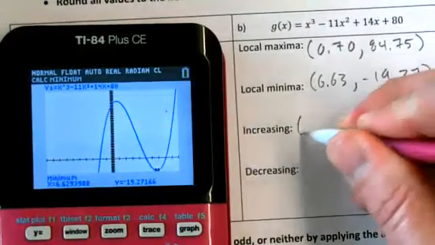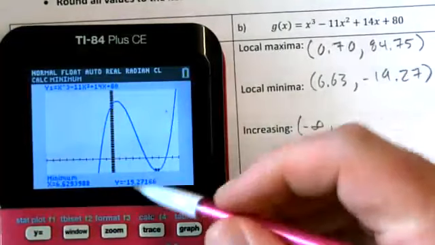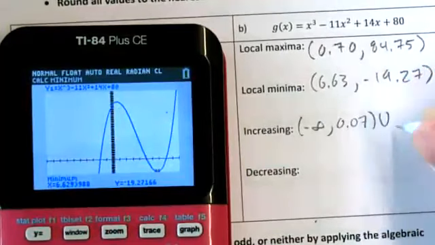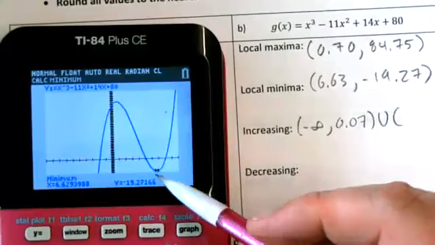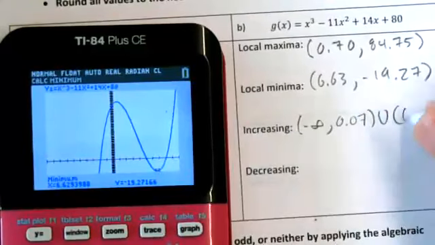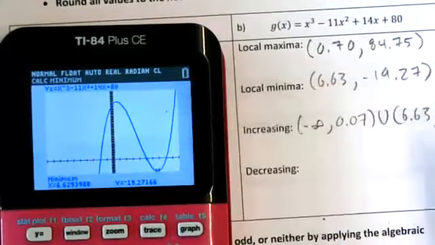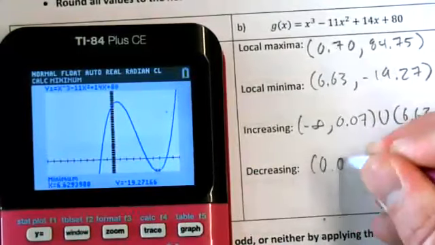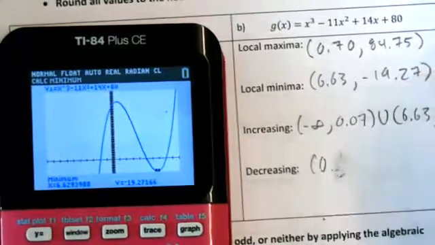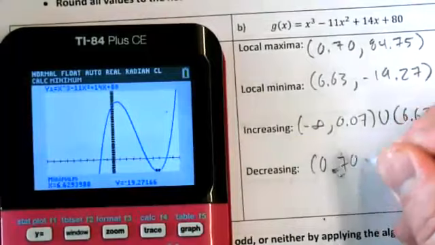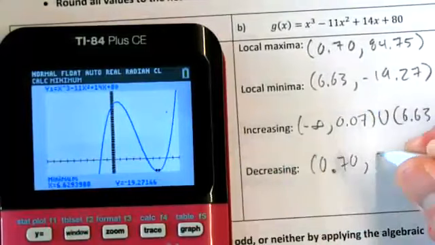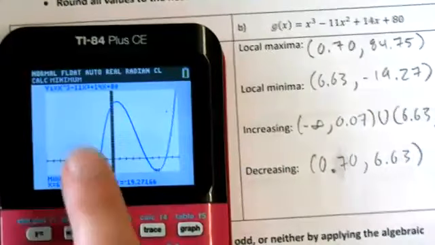So it's increasing at the beginning and at the end. It starts increasing at -infinity up to the x coordinate for this max, which was 0.70. It's also increasing from this minimum, which was at 6.63, all the way to the right to infinity. And then it's decreasing between the max and the min, so from 0.70 up to the x coordinate at the min, which was 6.63. All right.